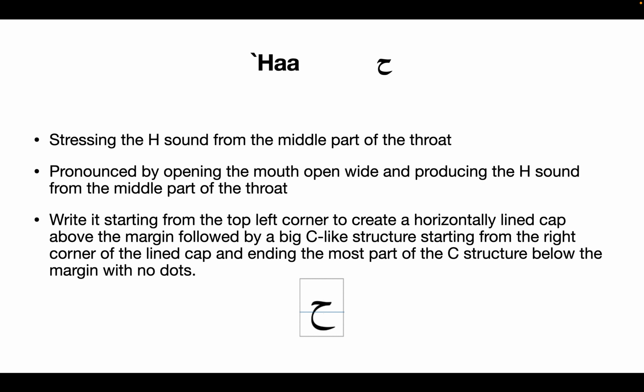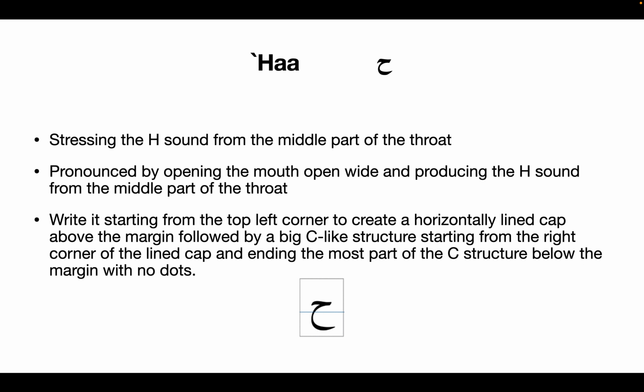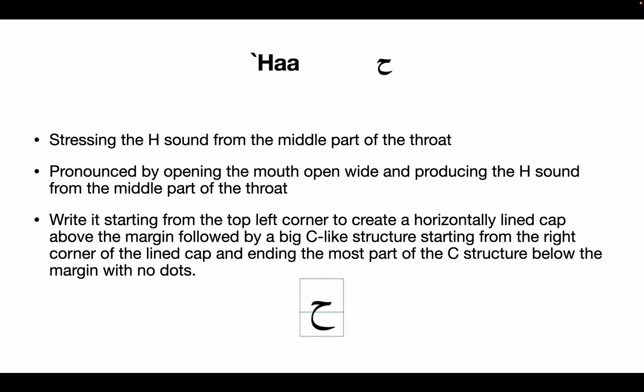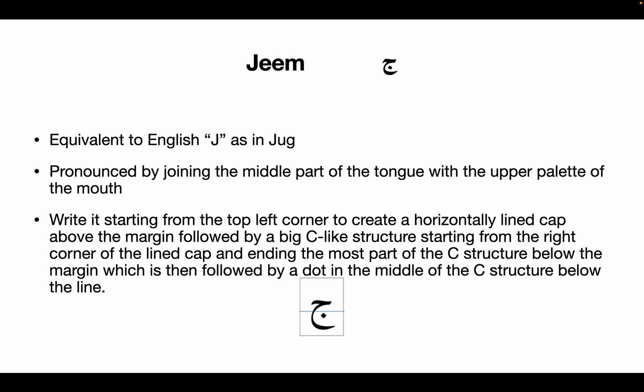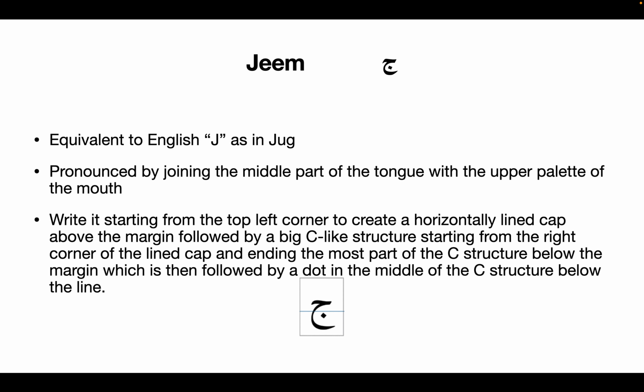So you can see the difference. In Jeem, the dot is inside the C-like structure. In Ha, there is no dot, and in Kha, a dot is placed above the gap. So this is how we separate this family. There are three letters in the family of this C-like structure with a cap. The structure is exactly the same for all three letters, except for the placement of the dot.